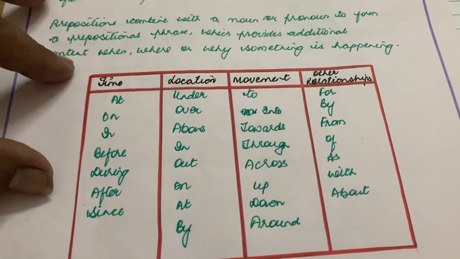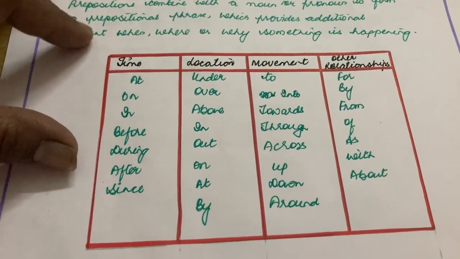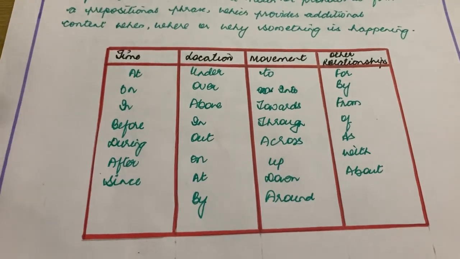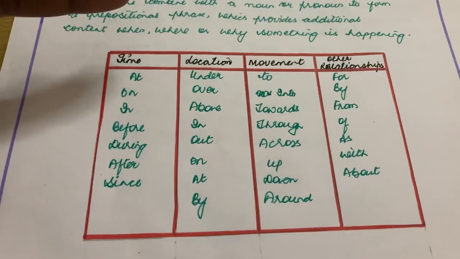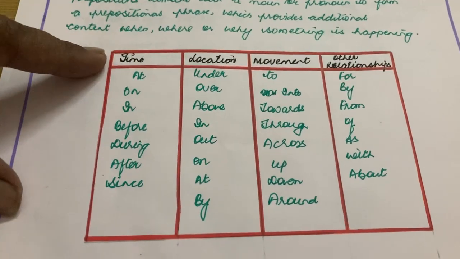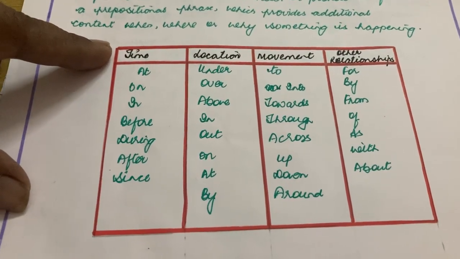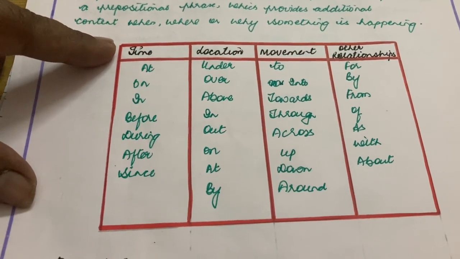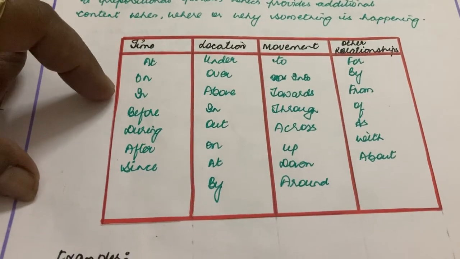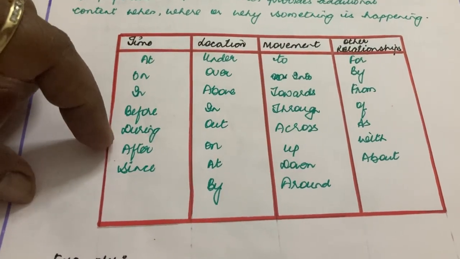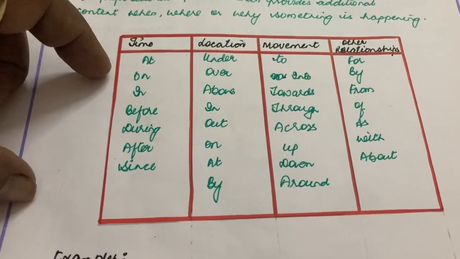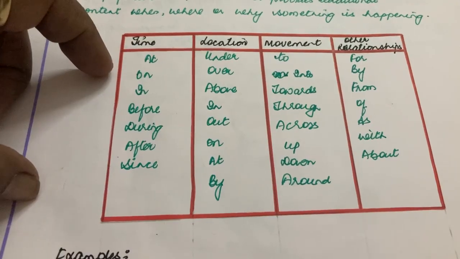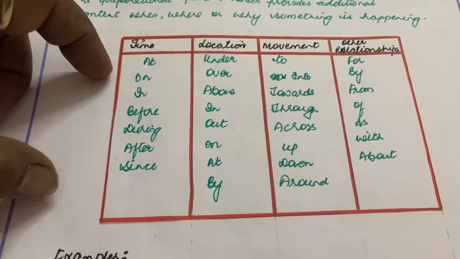So here is a list of prepositions that I have segregated based on when we use them, when we refer to time, location, movement and other relationships. So if in a sentence we are referring to time, what do we use? We use at, on, in, before, during, after and since. These prepositions are used when a sentence indicates any time.